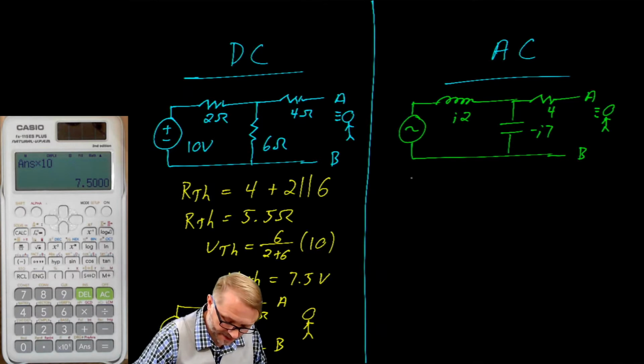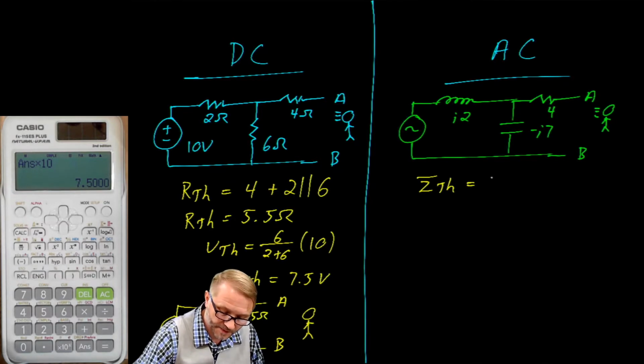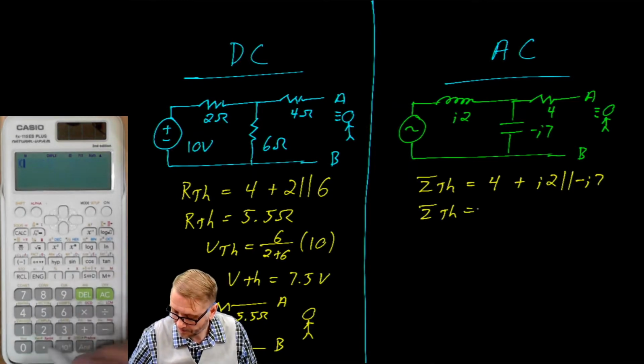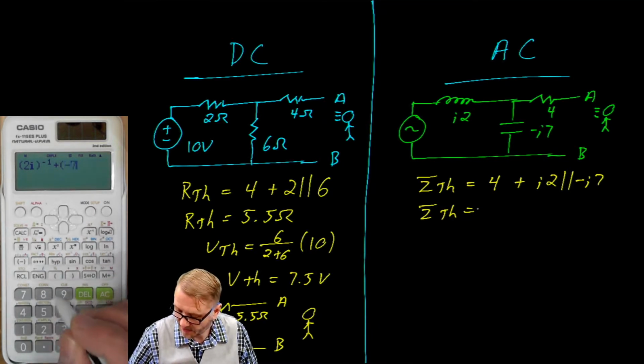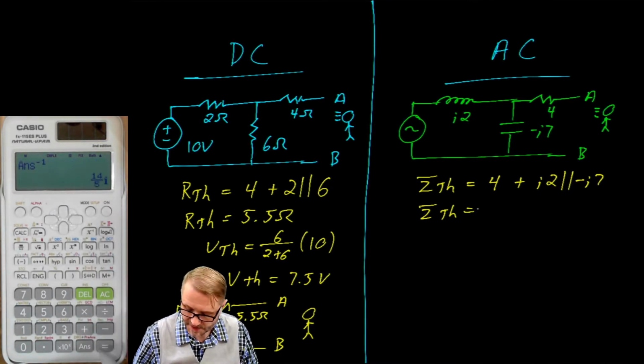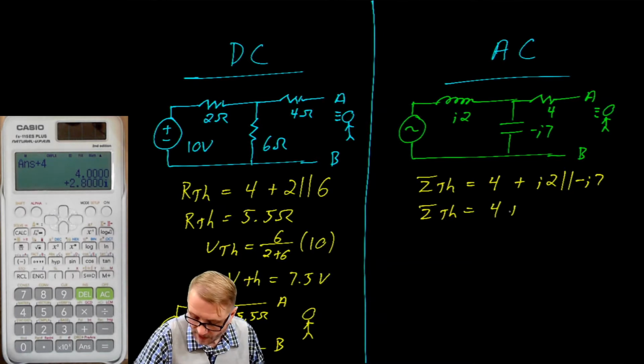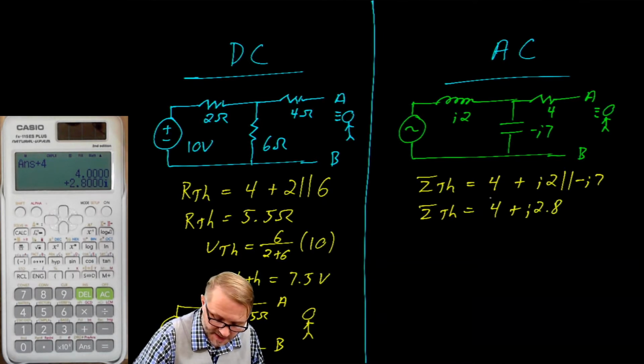On the AC side, we perform the same steps. The Thevenin impedance is equal to 4 plus J2 in parallel with negative J7. That gives us 2J inverse plus negative 7J inverse equals, plus 4. So that gives us a Thevenin impedance of 4 plus J2.8 ohms.